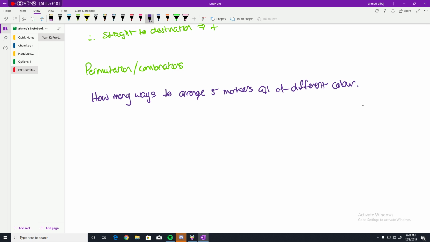So let's say I had 5 markers. Now notice the keyword is arrange. So that means order matters. What I mean by that is if I had 5 markers, red, green, blue, orange, purple, then this is completely different to red, blue, green, orange, purple. These are different because the markers are arranged in a different way, because we have green here and blue here. So my question is, what is the total number of permutations of these 5 markers?